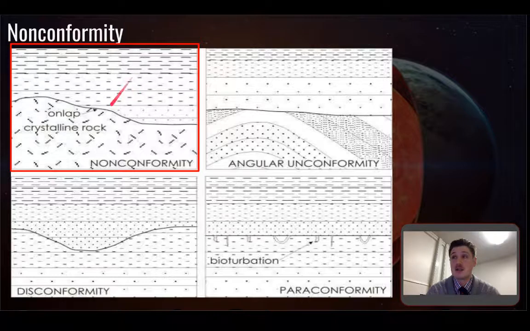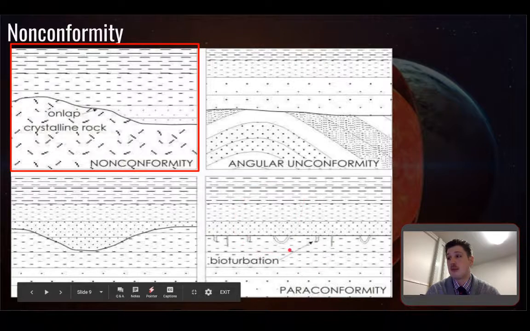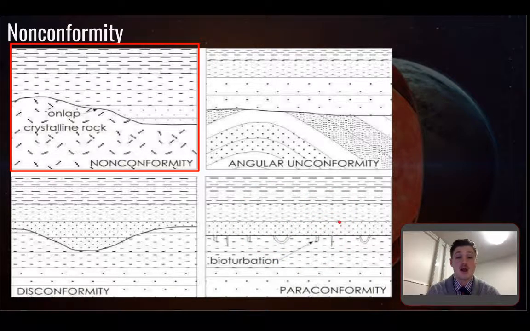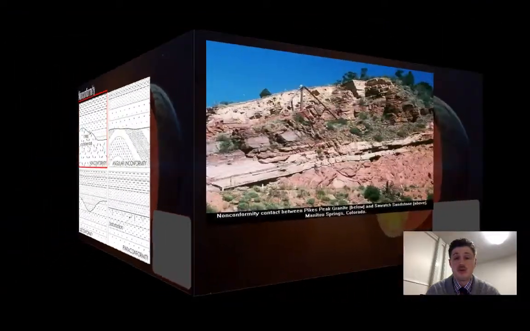Now you can clearly see two different types of rock, and when there's two different types of rock, that is what's called a nonconformity. Now, we're not going to look at this one today, this is a bit different, but this is to do with a bit of introduction of some biology in life to the whole unconformity situation. Now let's have a look at some nonconformity in real life.